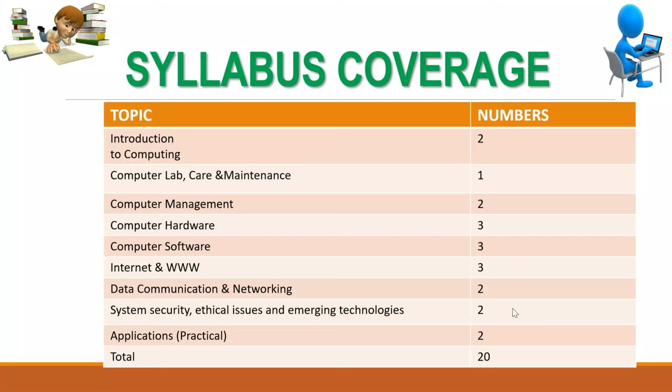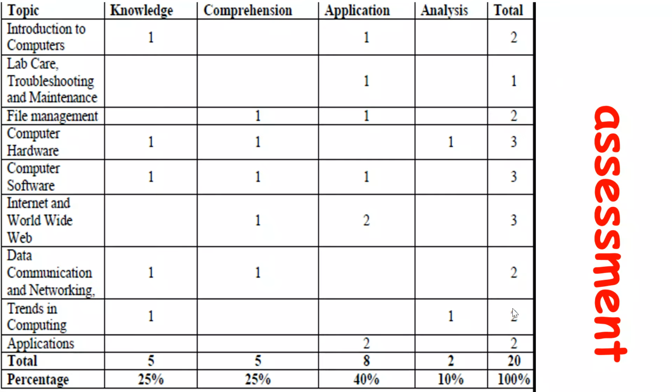When it comes to the syllabus coverage, this is the distribution of the numbers. Introduction to computing, you will find 2 numbers. Computer lab care and maintenance, 1 number. Computer management, 2 numbers. Computer hardware, 3 numbers. Computer software, 3 numbers. Internet and World Wide Web, 3 numbers. Data communication and networking, 2 numbers. System security, ethical issues and emerging technologies, 2 numbers. The practical part, there are 2 questions in theory. Total 20 numbers. These questions are set according to Bloom's taxonomy.